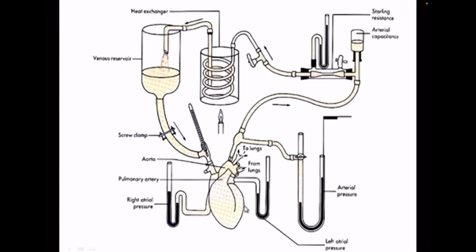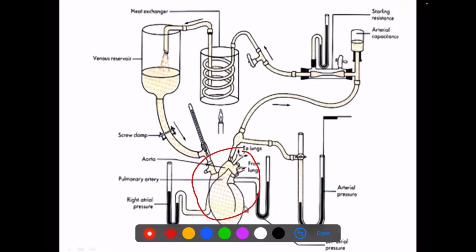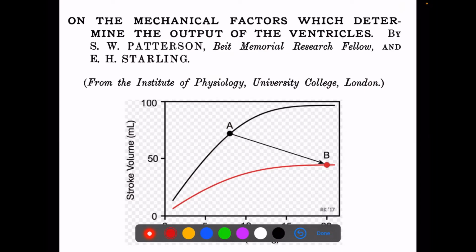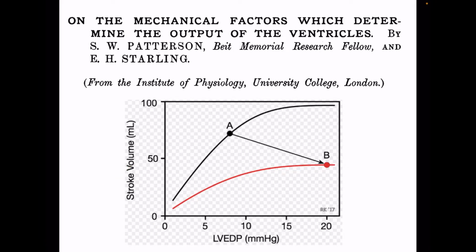In Starling's approach, the experiment done by Starling was that he isolated the heart and measured the pressure in each chamber. He had a venous reservoir, and the heart pumped the blood out, and through a capacitance it was sent back to the venous reservoir. In this experiment he found that the left ventricular end diastolic pressure was linked with the stroke volume. So we can see as the left ventricular end diastolic pressure increases, the stroke volume increases.